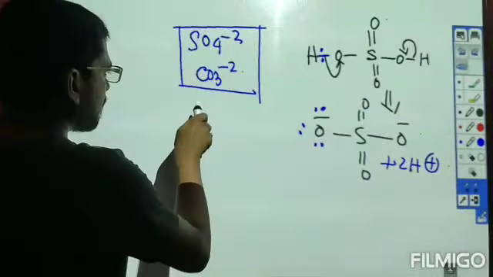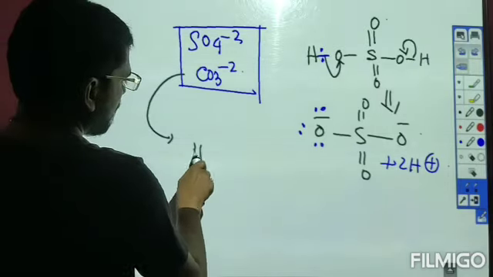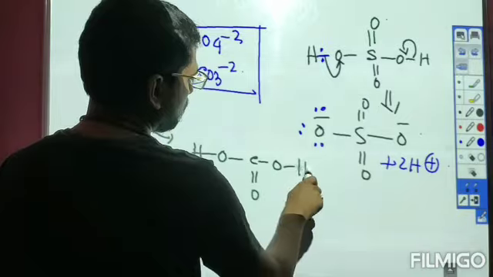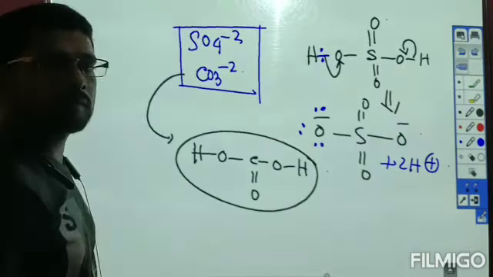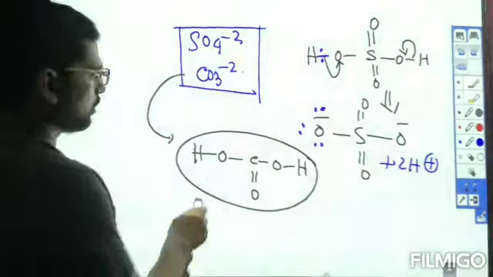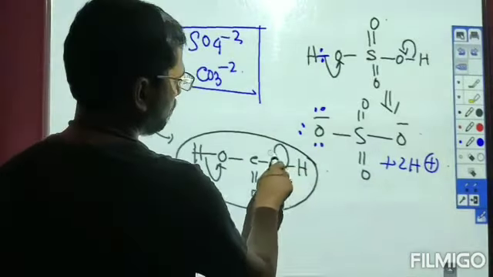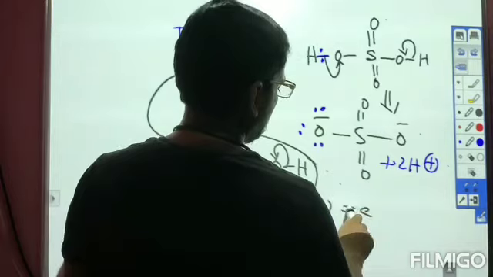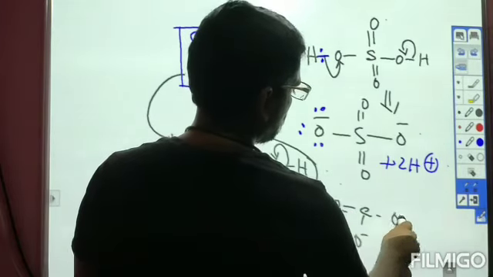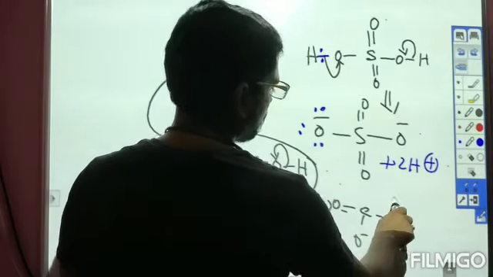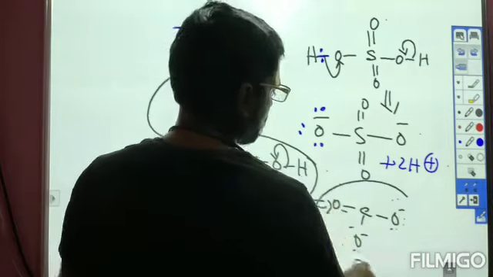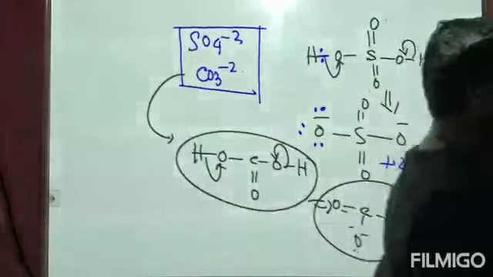CO3 minus 2 এর ক্ষেত্রে কি হবে? CO3 minus 2 এর ক্ষেত্রে এক্স্যাক্টলি তাই, H2CO3 কার্বনিক অ্যাসিড। H2CO3 প্রোটন রিলিজ করে দাও, কি আসবে? C ডাবল বন্ডেড O minus, 2 4 6, 2 4 6. That's all. This is the Lewis structure.